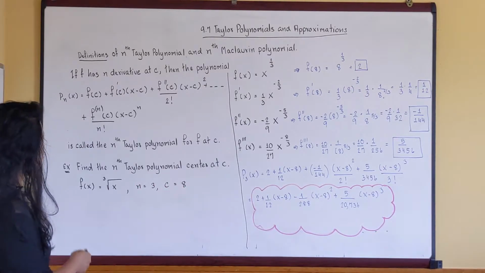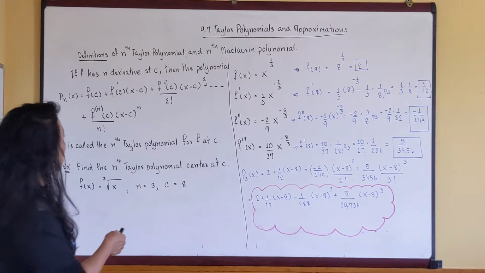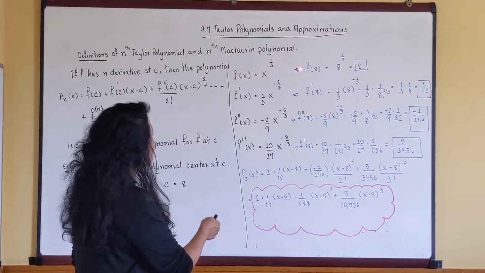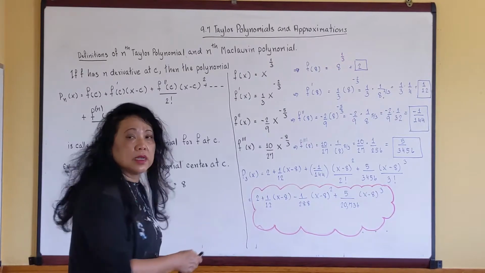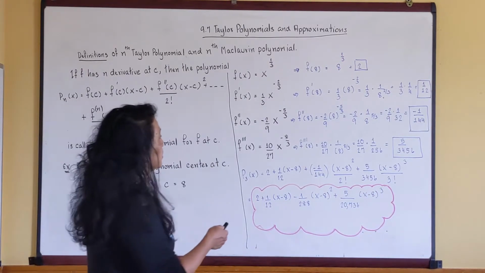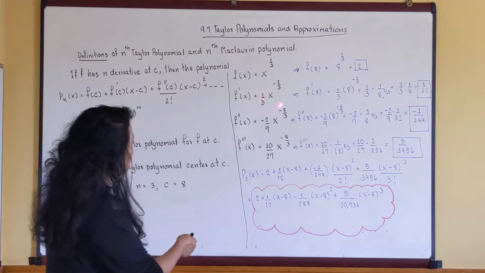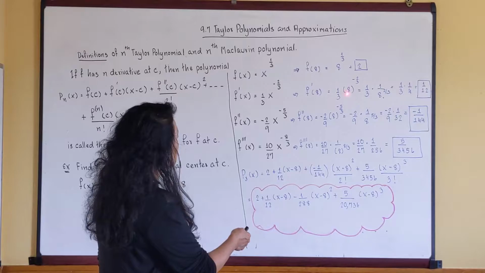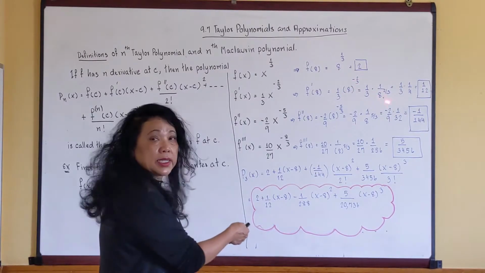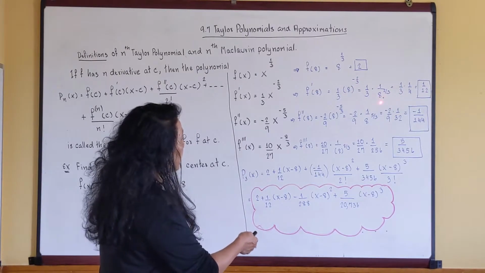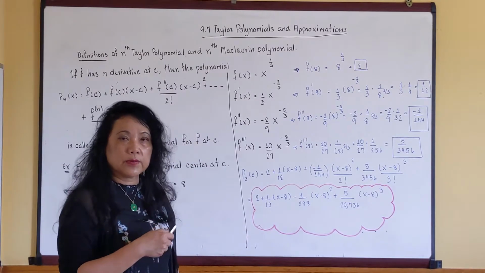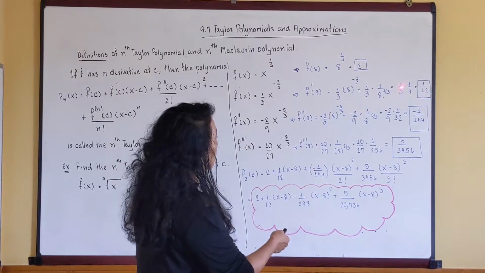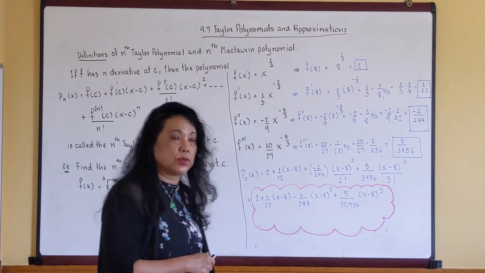Now c is 8, so I replace x with 8 everywhere. If I replace 8 in the function, I have 8 to the 1/3, which means the cube root of 8, which is 2. The first derivative is 1/3 times 8 to the negative 2/3. Then I bring it down to keep it positive. So 8 to the 2/3 means the cube root of 8, which is 2, squared is 4. So I have 1/3 times 1/4, which is 1/12.